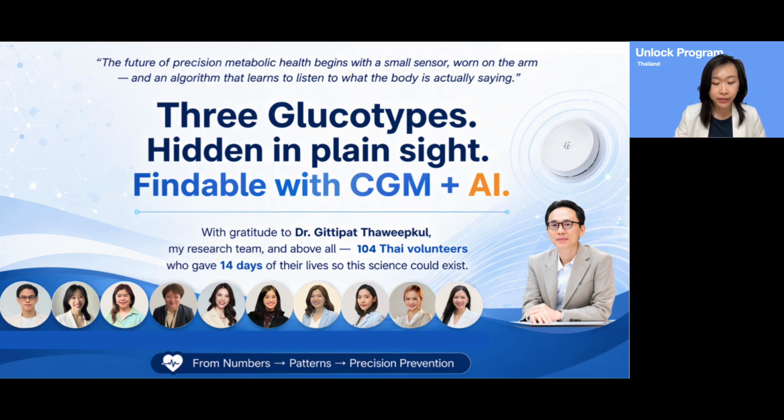My mentor once asked a question that has stayed with me. When you look at your patients, do you see a number or do you see a pattern? In endocrinology, we have always known that metabolism is dynamic. What CGM and machine learning now allow us to do is to better understand those hidden metabolic patterns, from numbers to patterns, and from patterns to more personalized prevention.